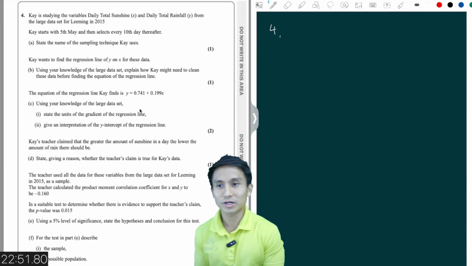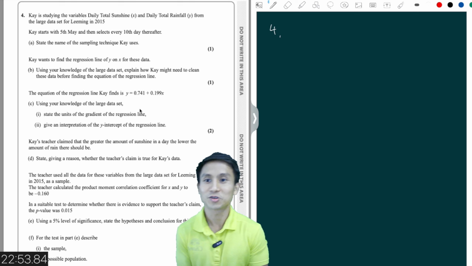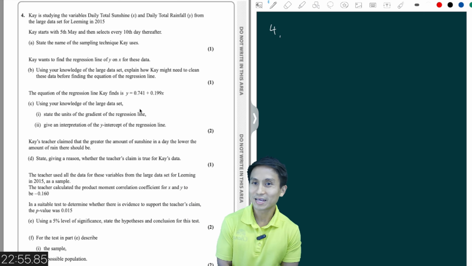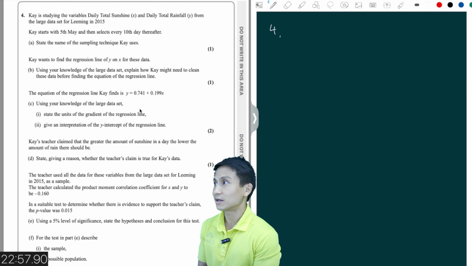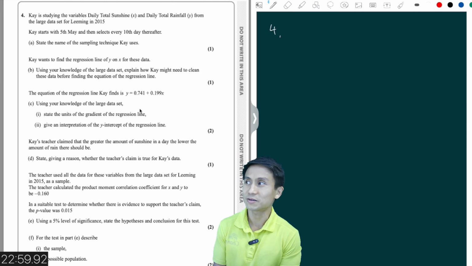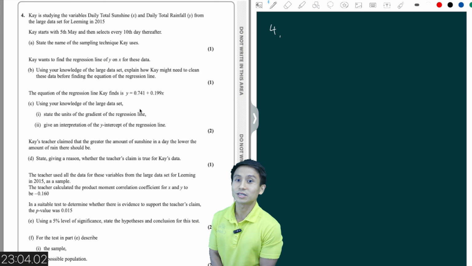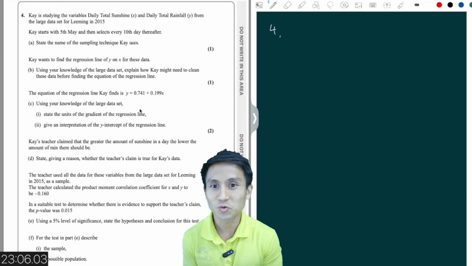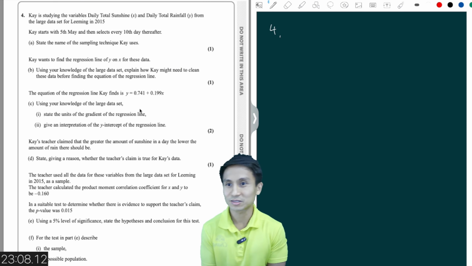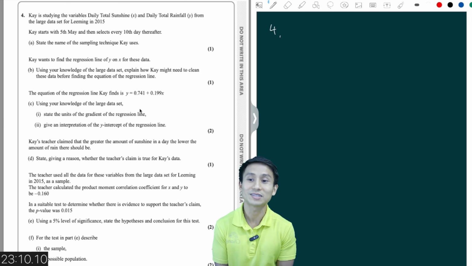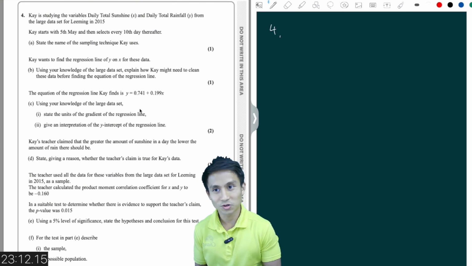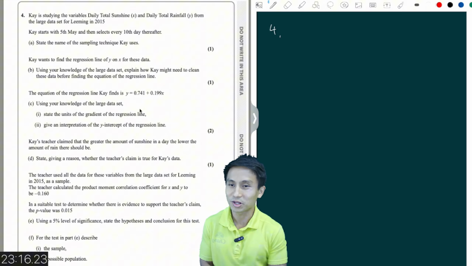K is studying, number 4, K is studying variables daily total sunshine. Sunshine is in, I think, 8ths of the sky, right? I don't remember the name. It's octas, yeah, okay. And daily total rainfall from the large data set for Leuchars. So Liming is in the south, right? If you guys don't quite get the large data set, I recommend you go check that video.